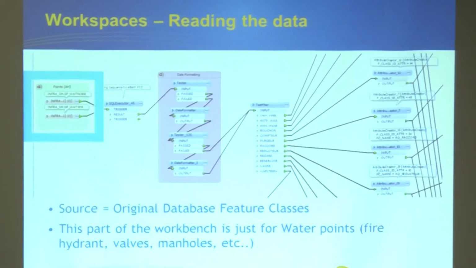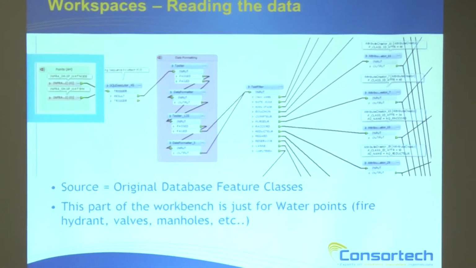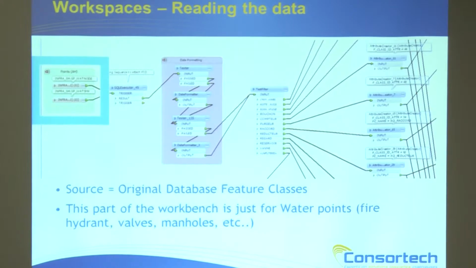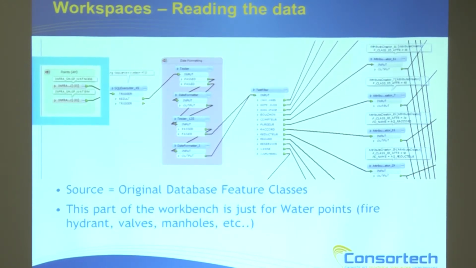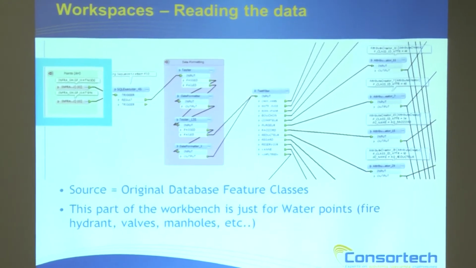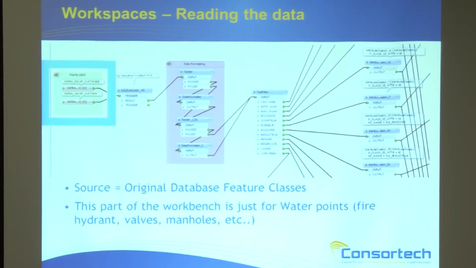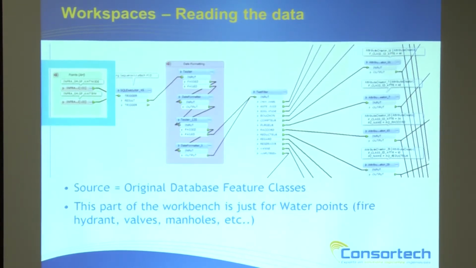So after we did all this prep work using FME and Excel files, we created workspaces to transfer the data. Our source is the original database feature classes. This one is just an example of where we're looking at water points, so like fire hydrants, valves, manholes, etc.